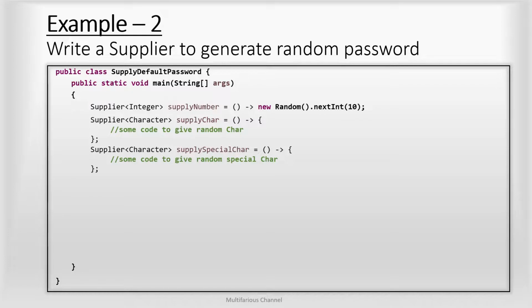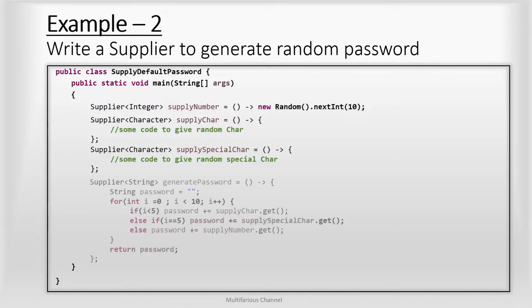So I'll write another supplier that will iterate from 0 to 11, and for the first 5 characters it will invoke the supplier supplyChar to get the alphabets. After this it will invoke the supplier supplySpecialChar to add a special character, and lastly for the remaining characters it will invoke the supplyNumber supplier. Let's look at this code in action.